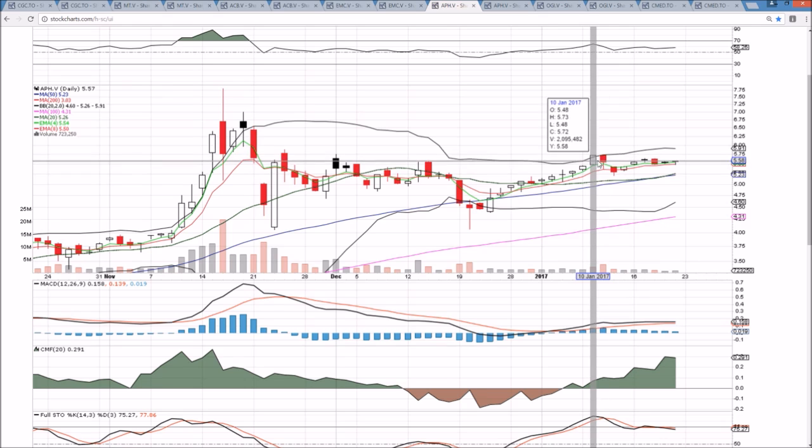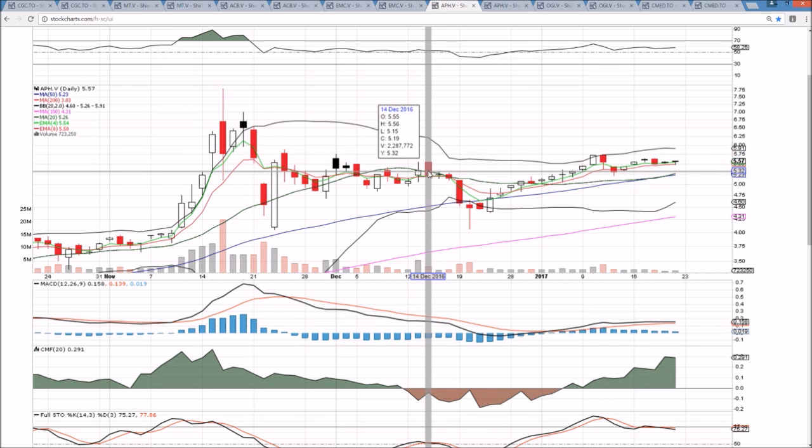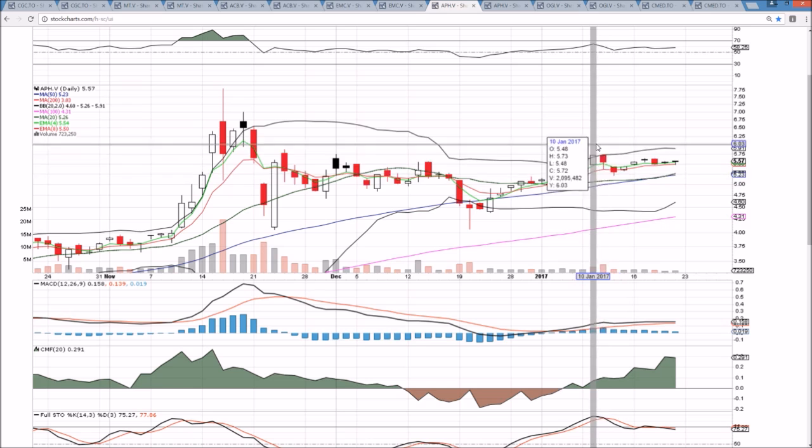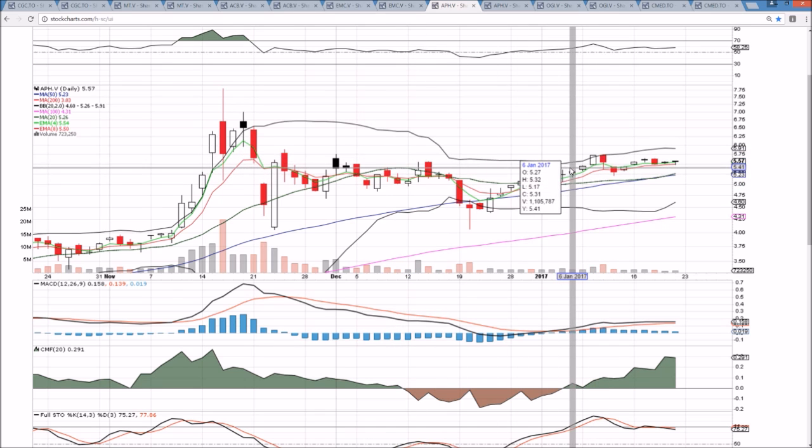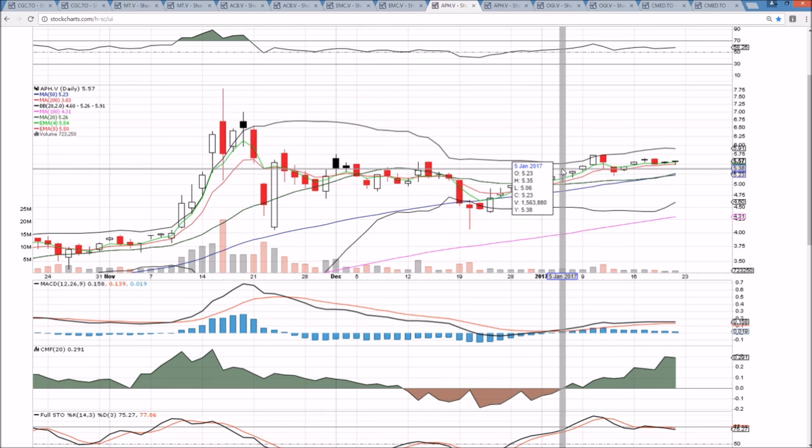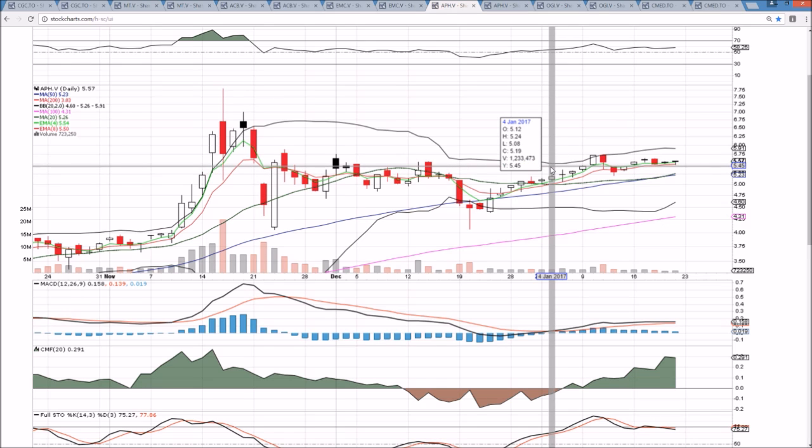And I do like APH because we broke that high of December 14th first. That was at 556, and we broke the lower high pattern before anybody else did. And since then, ACB has broken it, but only by 1 penny, and nobody else has out of the big names. So keeping a close eye on APH and EMC into next week.